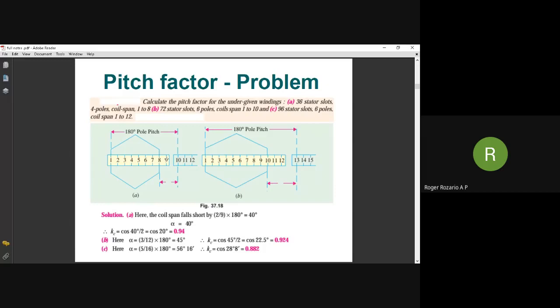How will you calculate the number of slots? There are 36 slots and 4 poles. How many slots are there under one pole? 9 slots. Very good. Look at subdivision A: 36 slots, 4 poles. This rectangular part is the pole, and there will be 4 like this. So the slots under one pole is 36 by 4. Yes, 9 exactly. Christy, you're correct. 9 slots are there.